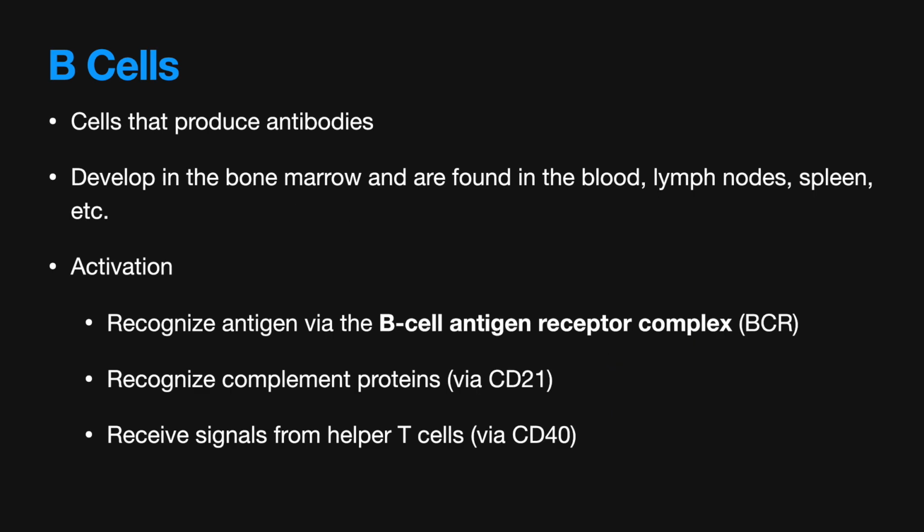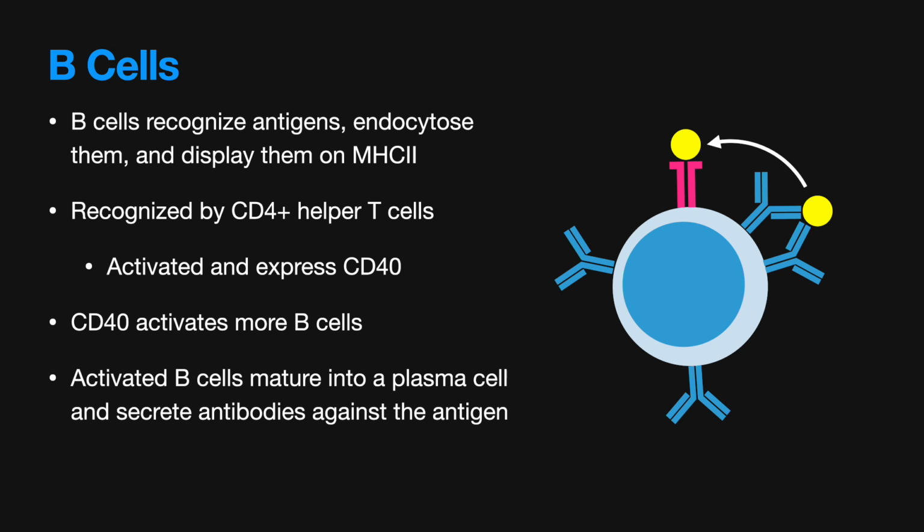Next, we have the B cells. These are the cells that produce antibodies. They develop in the bone marrow and then migrate into the blood, lymph nodes, spleen, etc. They are primarily activated by recognizing antigen bound to their B cell antigen receptor complex. However, they can also be activated by complement proteins or by helper T cells. When a B cell recognizes an antigen, it endocytoses it and displays it on MHC2.